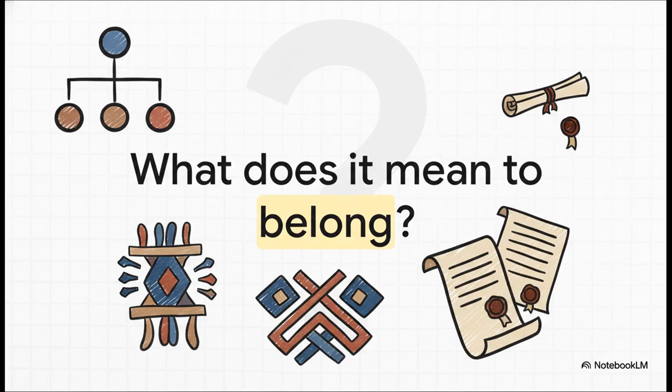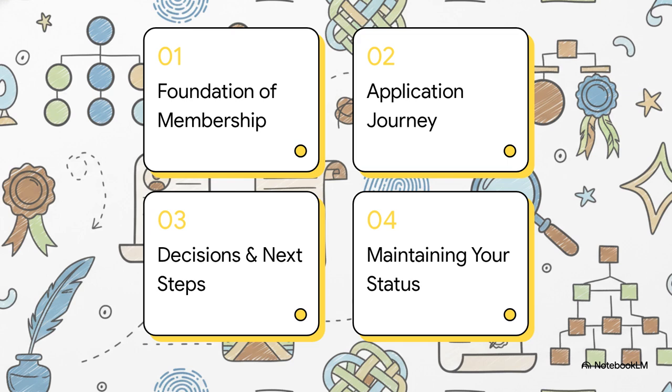You know, when you really think about it, this whole process, all the rules and steps, they all boil down to this one big question. This is so much more than just paperwork. It's about identity, it's about ancestry, and it's about the very real legal framework that a community builds to define itself. So here's how we're going to break this down.